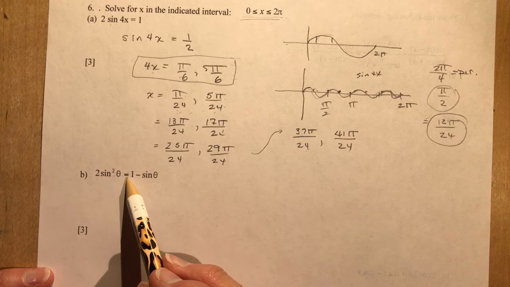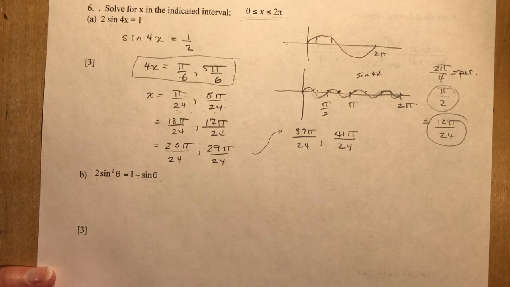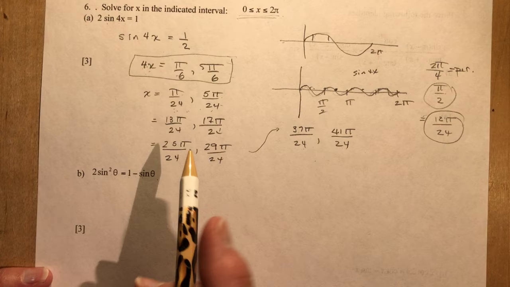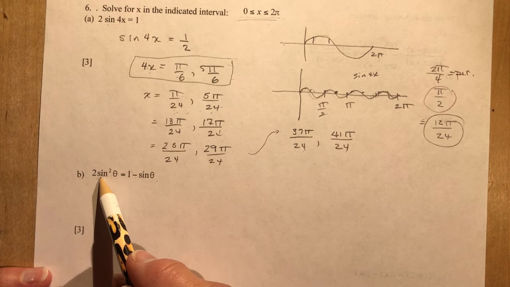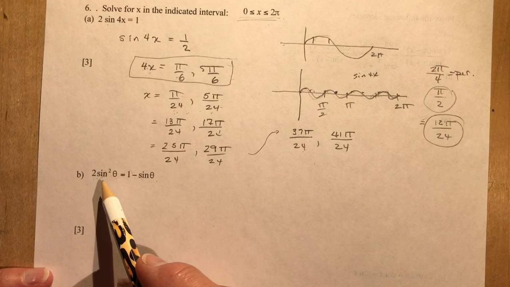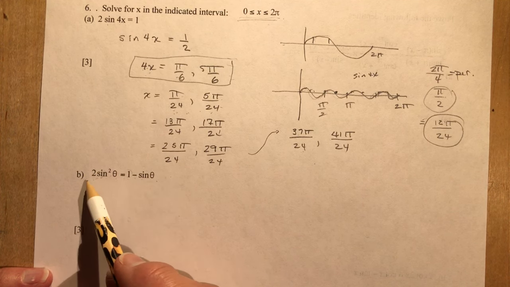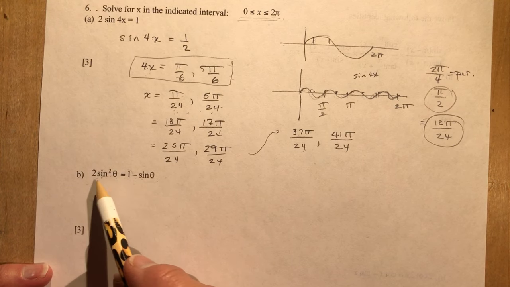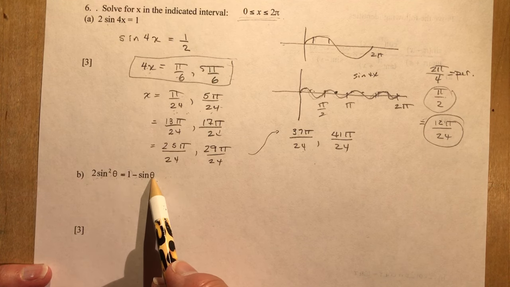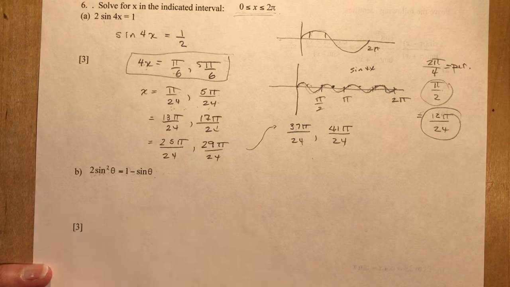2 sine squared theta equals 1 minus sine theta. Okay, so you might be a little distracted by this one and think, well, if I bring the 1 over here, I'd have 2 sine squared theta minus 1. And isn't that already an identity? Or 1 minus 2 sine squared theta if I brought this over here and that one over there. But you don't want to get into that because that's cos 2 theta. This is nice. So you have a square, you have a single unit, it's like x squared, x and a number. So this is a quadratic one, okay?